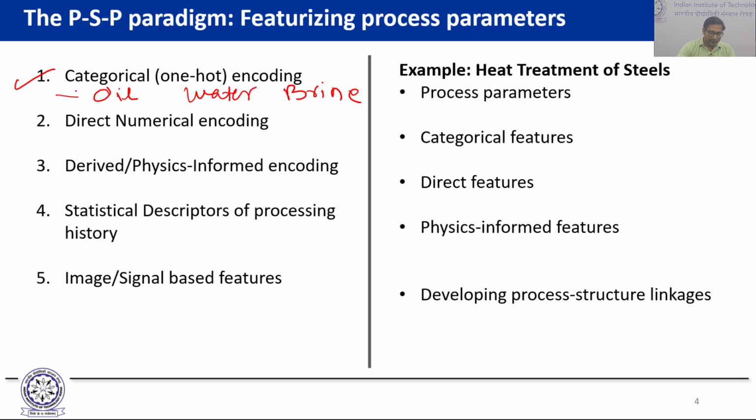In this particular case, the process parameter we talked about was the media in which you are doing the quenching. Then you have got direct numerical encoding. So for instance, if you are doing solid state processing by, let's say, heat treatment, then the temperature at which you are doing the heat treatment is a number, something which can be used as a feature. In addition to your categorical or numerical encoding, you can also opt for using derived features or physics-based features.